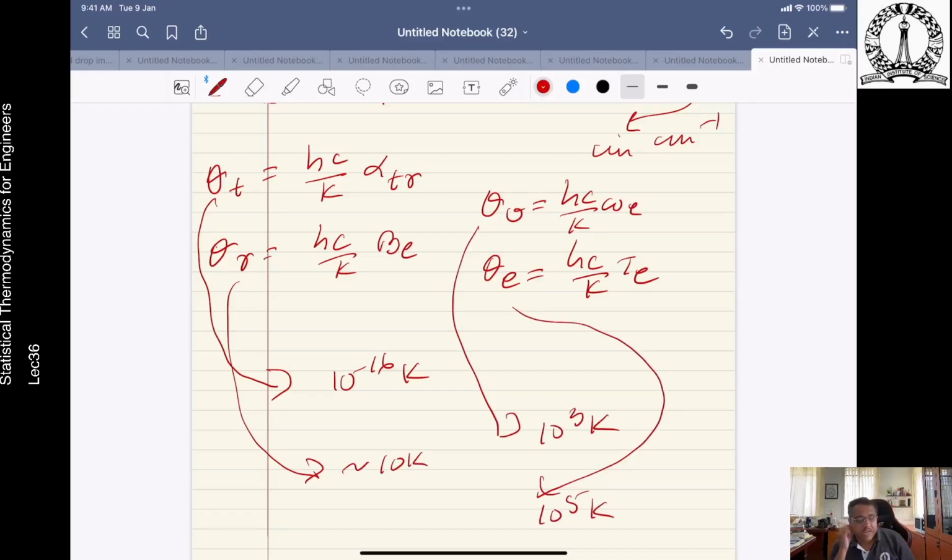Therefore, we find that both translational and rotational modes are fully operative below room temperature. Vibrational and electronic modes become operative when the temperature is considerably above 300 Kelvin, which is the room temperature level. So in the next class, we are going to look at some of these things in a little bit more detail. There we will try to see how these temperatures can be used for calculating the thermodynamic properties. Thank you.